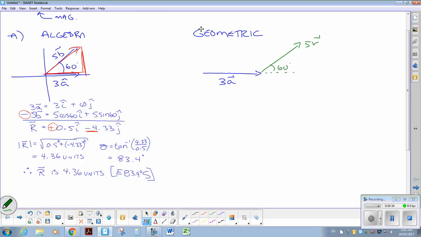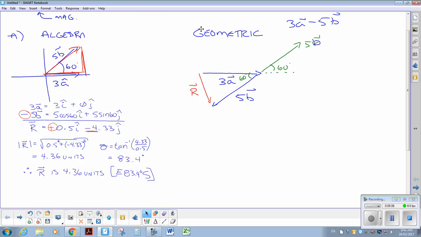Keep in mind, what's very important here is that we are doing 3A minus 5B. So now I have to switch that green vector around and make it negative, so it's actually facing down in this direction. So there's my 5B, which means that the 60 degree angle, by the opposite angle theorem, is going to be 60 degrees in there, which makes it easier because now I don't have to go searching for that internal angle. There's the diagram that we're going to use. We're looking for that resultant.